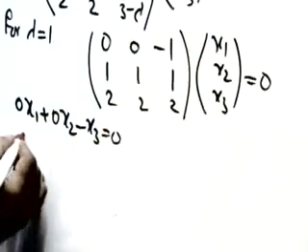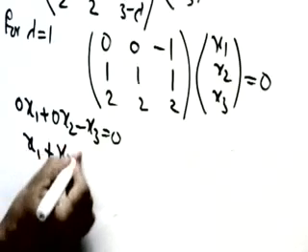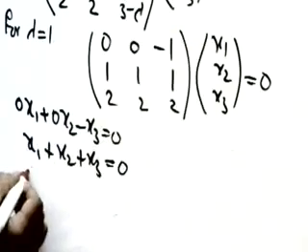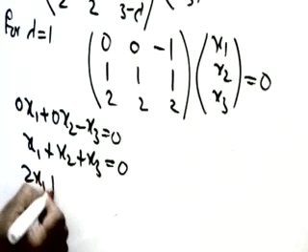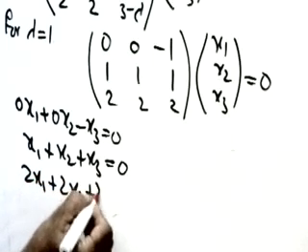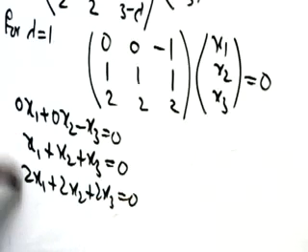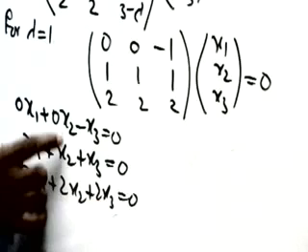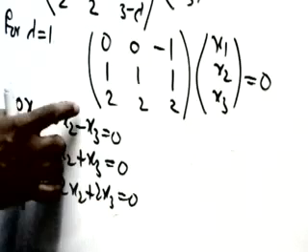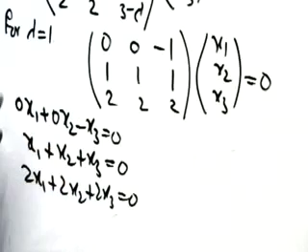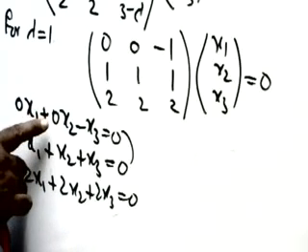1 into x1, x1 plus x2 plus x3 equals 0. x1 plus x2 plus x3 equals 0. And lastly, 2 into x1, 2x1 plus 2x2 plus 2x3 equals 0. Now watch carefully, these two equations are the same. If you take 2 common here, it will be x1 plus x2 plus x3 equals 0. So these two we cannot use; we have to use 1 and this, because these two are the same equations, we cannot solve it. Let me solve these two.